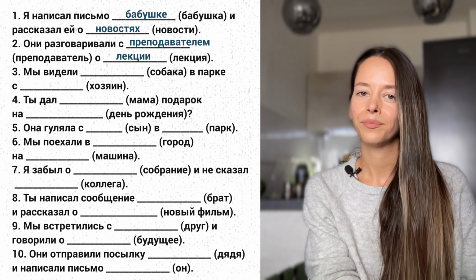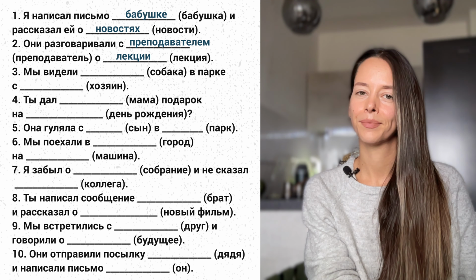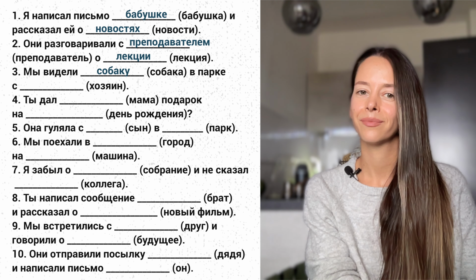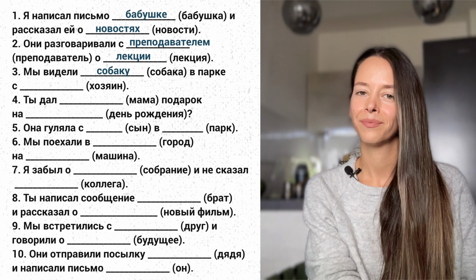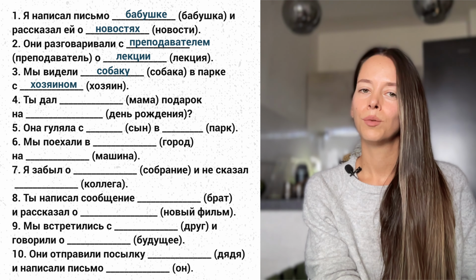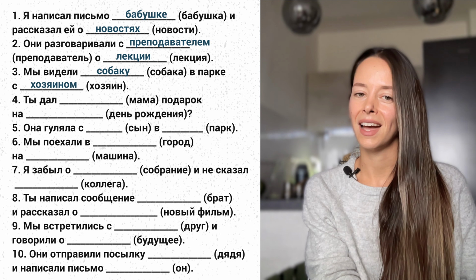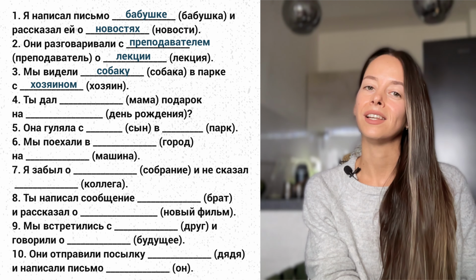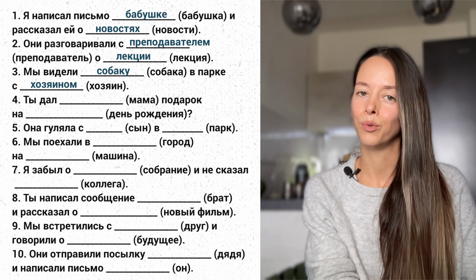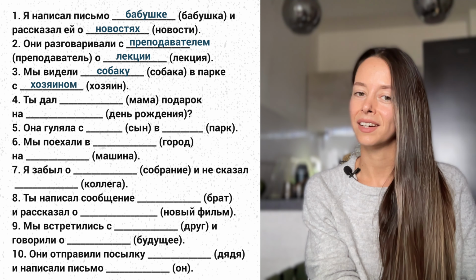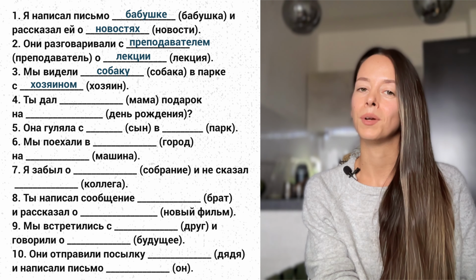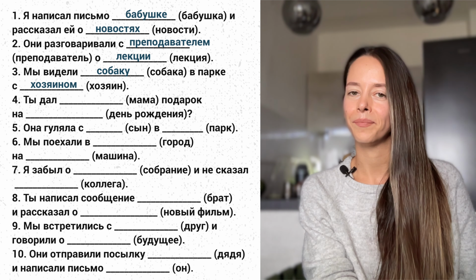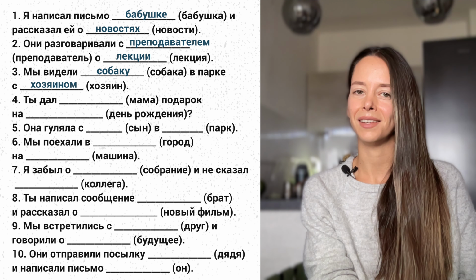Мы видели собаку в парке с хозяином. Мы видели собаку в парке с хозяином. Here собака is in the accusative case. Мы видели кого? Мы видели собаку. В парке, где? В парке. Парк is in the prepositional case. С хозяином. С кем? С хозяином. Хозяин is in the instrumental case.